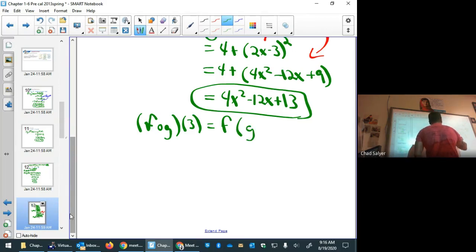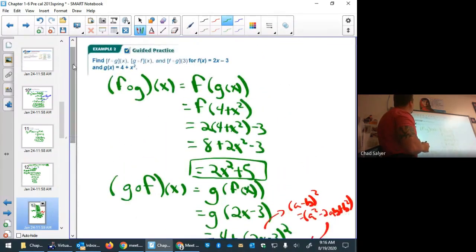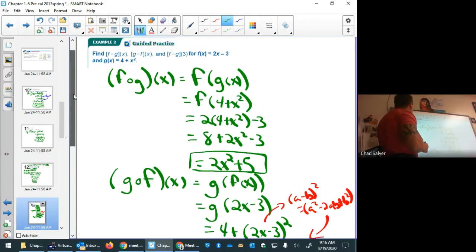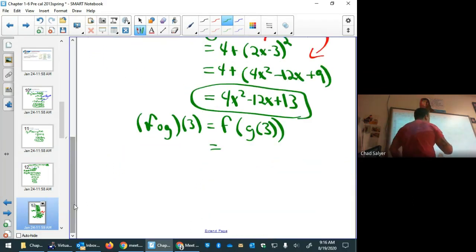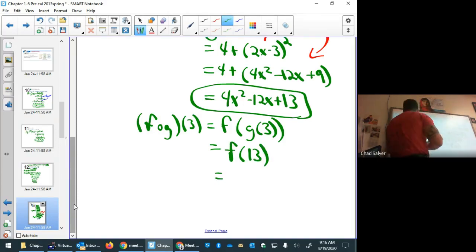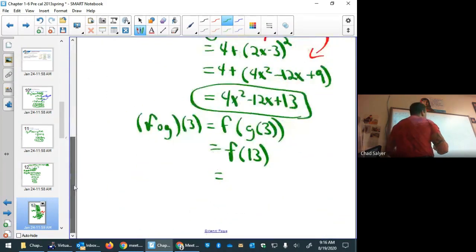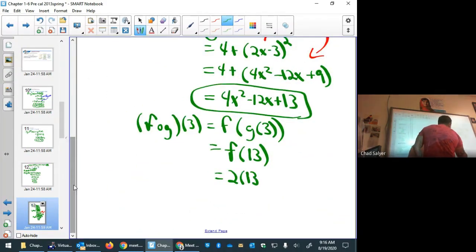F of g evaluated at 3. So if I plug 3 into g, 4 plus 3 squared, that's 13. So 4 plus 9 is 13. So that's f of 13. Remember that f is 2 times x minus 3. So this is 2 times 13 minus 3. So that's 26 minus 3, or 23.